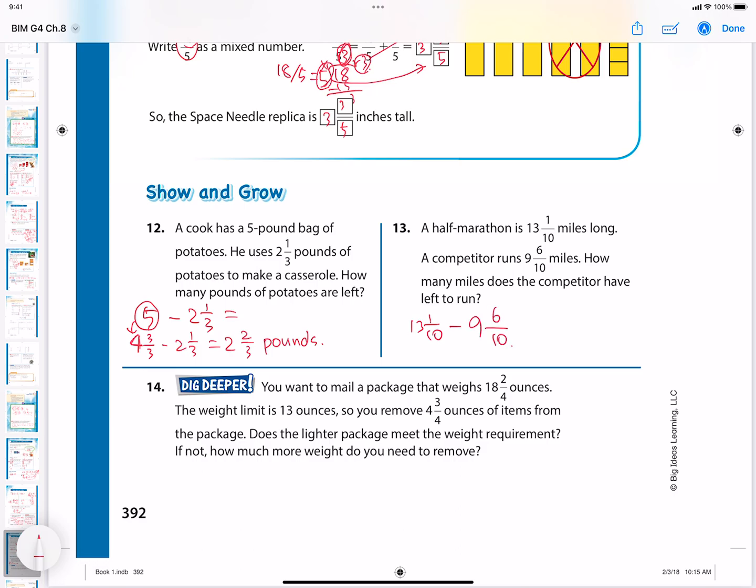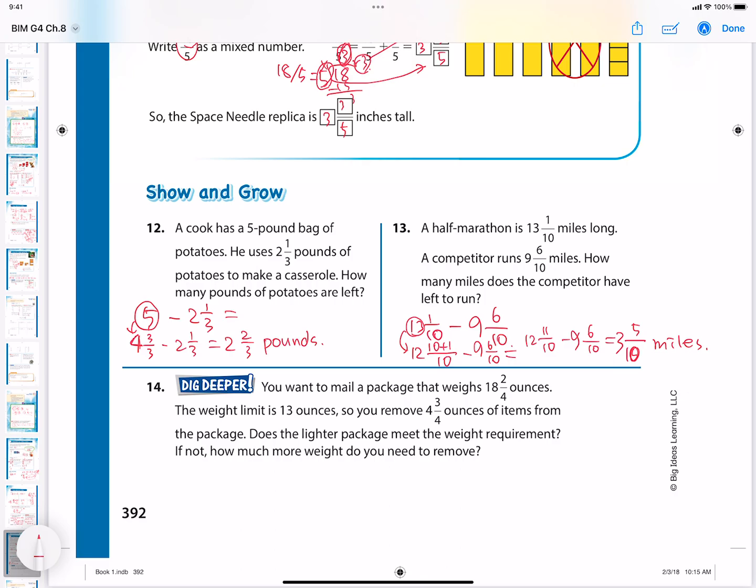Okay, so we are going to compare the fractional parts, which are 1/10 and 6/10. Of course, this 1/10 is not enough. So I'm going to take 1 from 13, so it becomes 12, and then I'm going to add 10 over 10 plus 1 over 10. So 12 and 11 over 10 minus 9 and 6 over 10. 11 take away 6 is 5 over 10. And then 12 minus 9 is 3. So the answer is 3 and 5 over 10 miles.